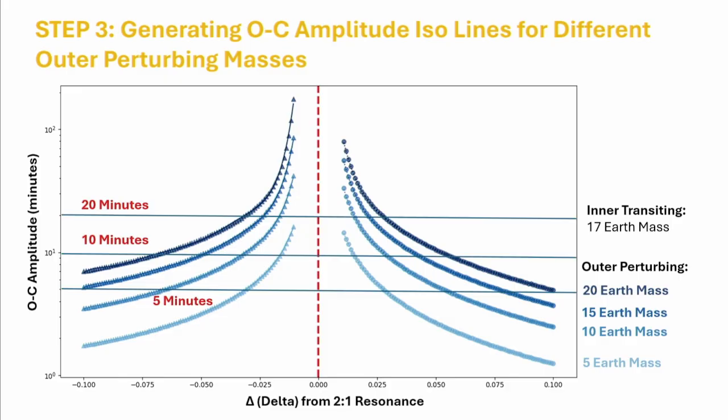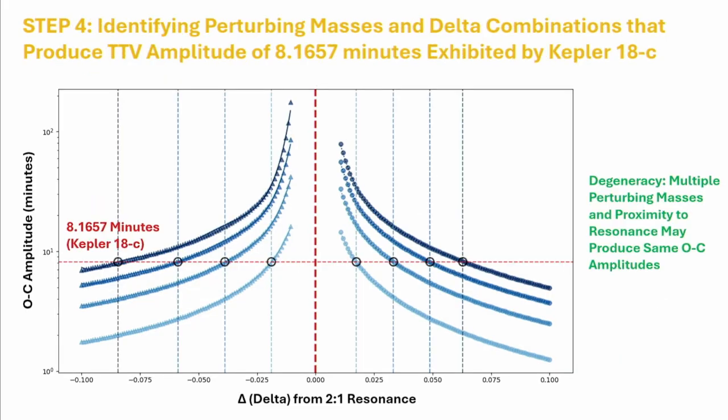Now, I know something. I know that the amplitude, or O-C, of Kepler-18c is 8.17 minutes. So I plotted a horizontal line at 8.17 O-C amplitude, and I looked to see which points fell on this curve. I found 8 points, all of different masses, all of different deltas. And this is where a slight degeneracy comes in. There are so many different values. How do I know which one is the true delta and true mass of this exoplanet?